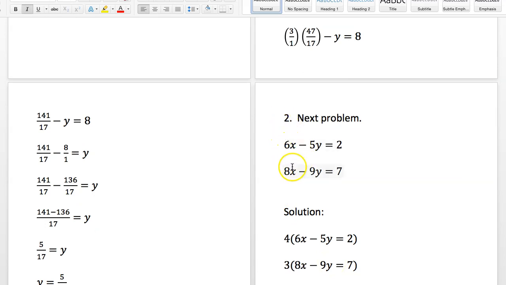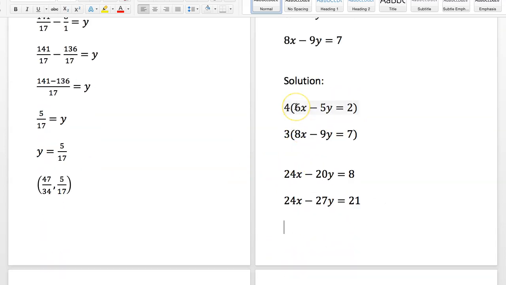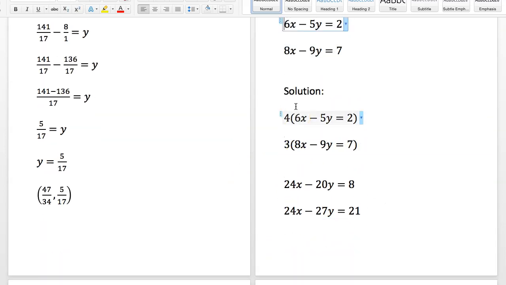Now, so here's the problem setup. You remember we multiplied the top equation by 4. We multiplied the bottom equation through by 3. And why did we do that? Why did we do that?